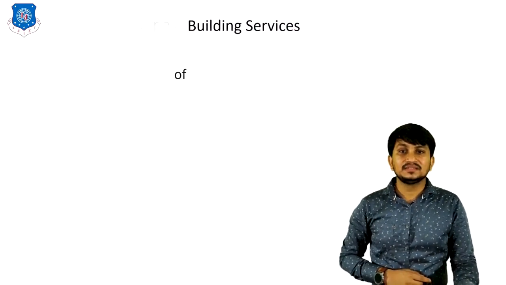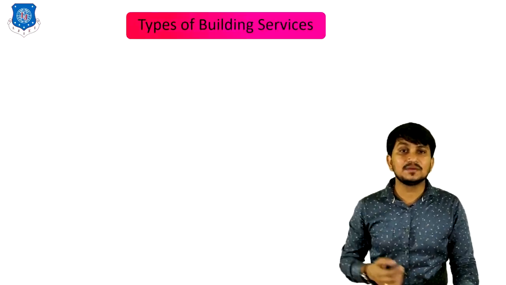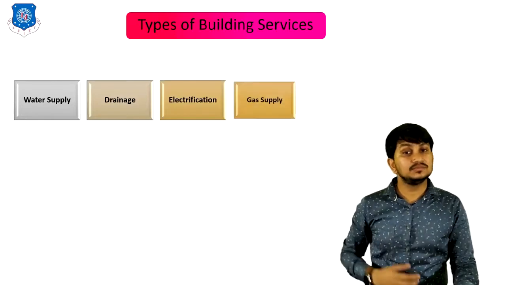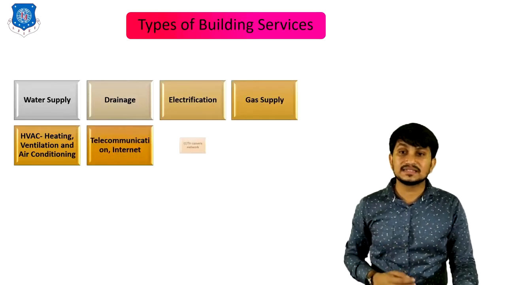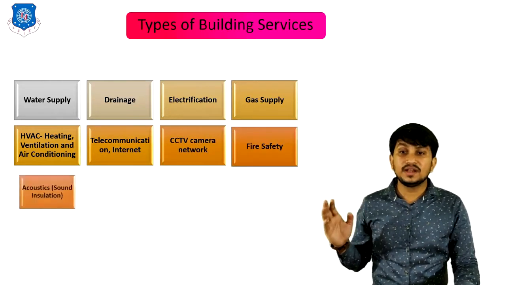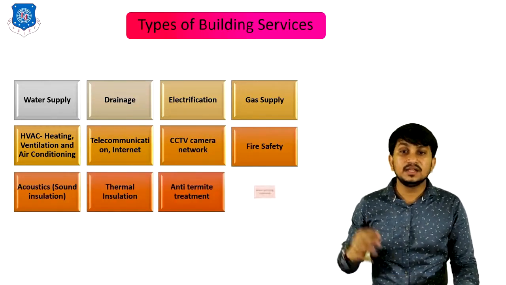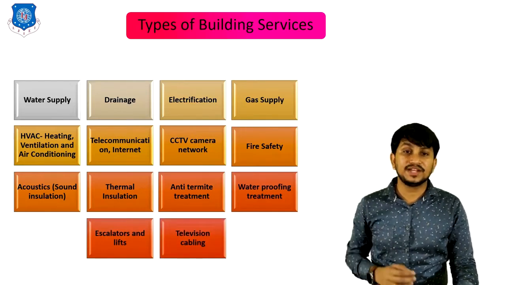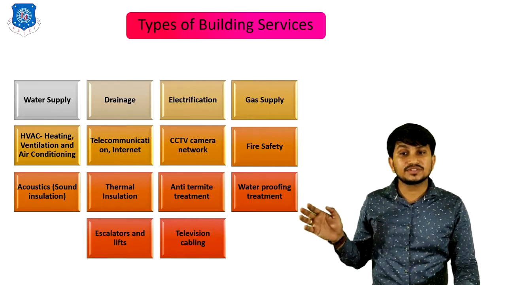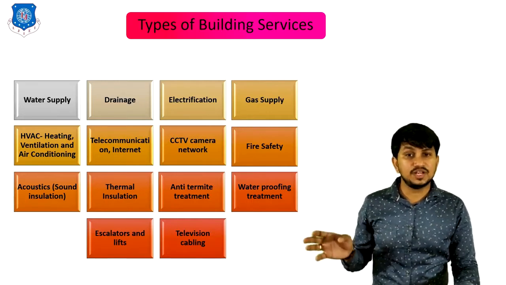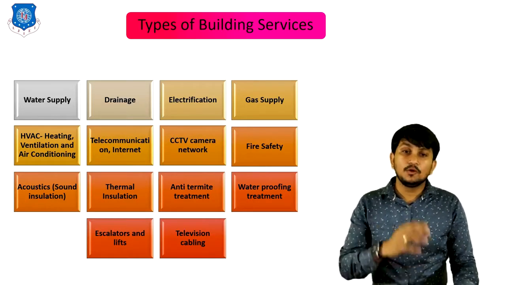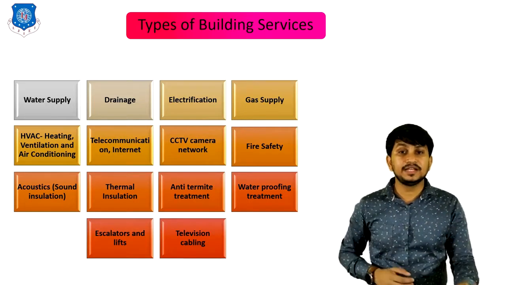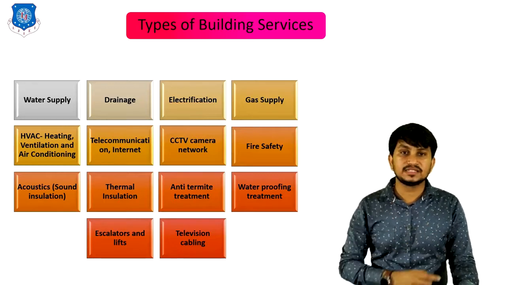Now let's discuss various types of building services. First is water supply, drainage system, electrification system, gas supply system, HVAC, that is heating, ventilation and air conditioning system, telephonic communication or internet facilities, CCTV camera network, fire safety, acoustic or sound insulation, thermal insulation, anti-termite treatment, waterproofing treatment, escalators and lifts, television cabling. These are all included in building services.